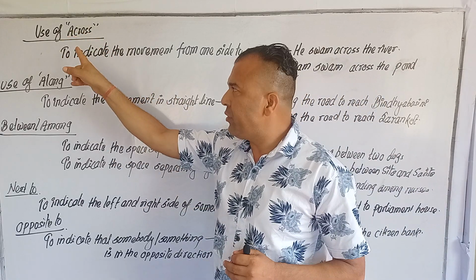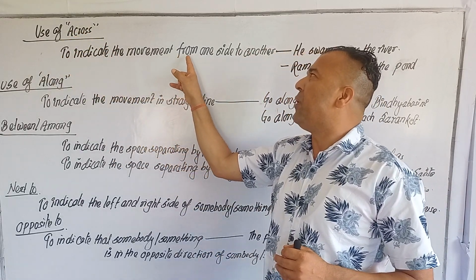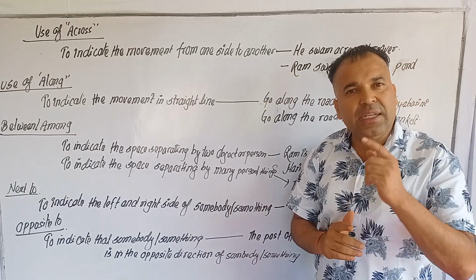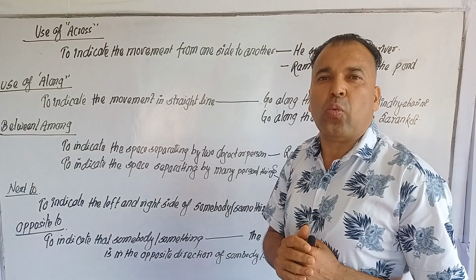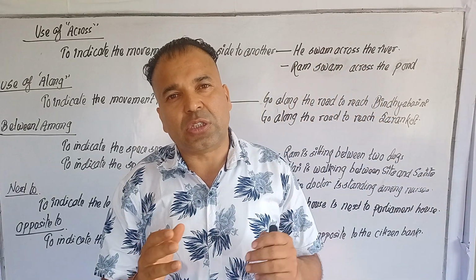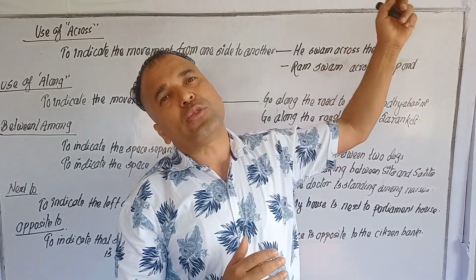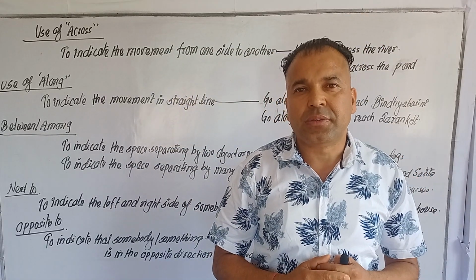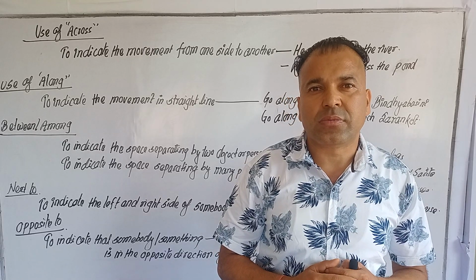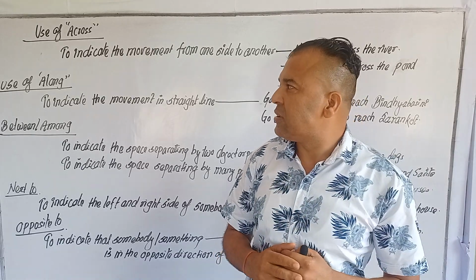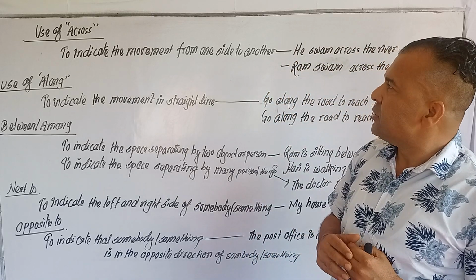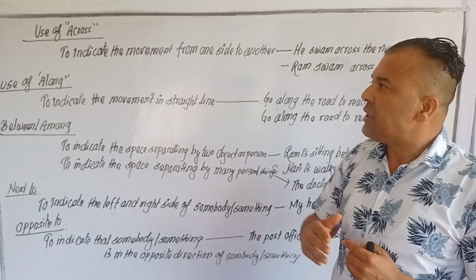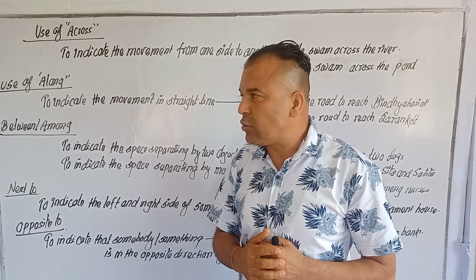Across, number one, is used to indicate the movement from one side to the other side. It is shown across the river. It is shown across the pond. Like this. You walk across the bridge. In this condition, we have to use across.